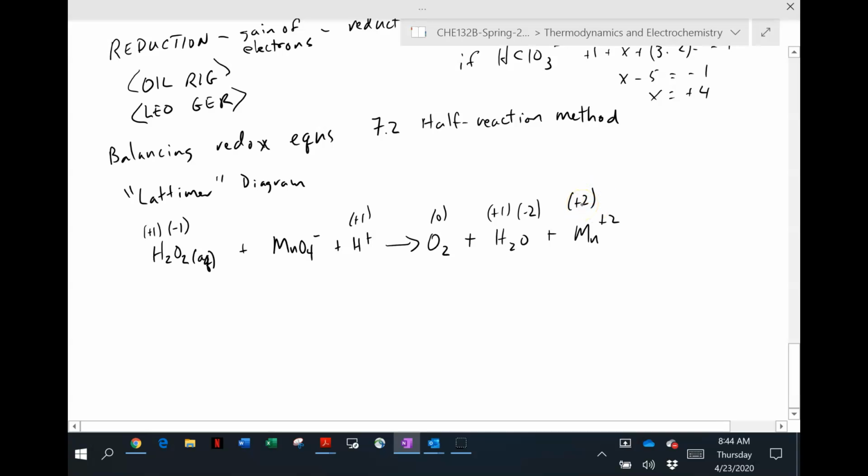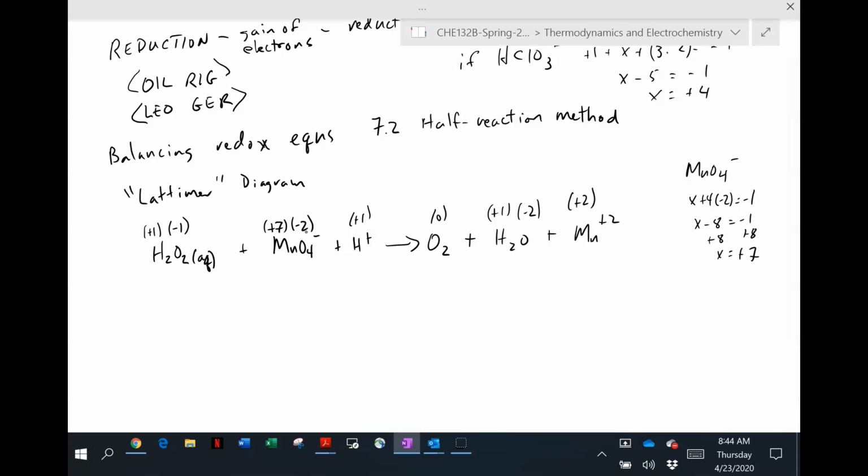Permanganate, if I do that equation over here, let's just make a space over here and say MnO4 minus, that's going to be X plus 4 times negative 2 is negative 1. X minus 8 equals negative 1, so X equals plus 7. So this manganese is plus 7. The oxygen's minus 2.